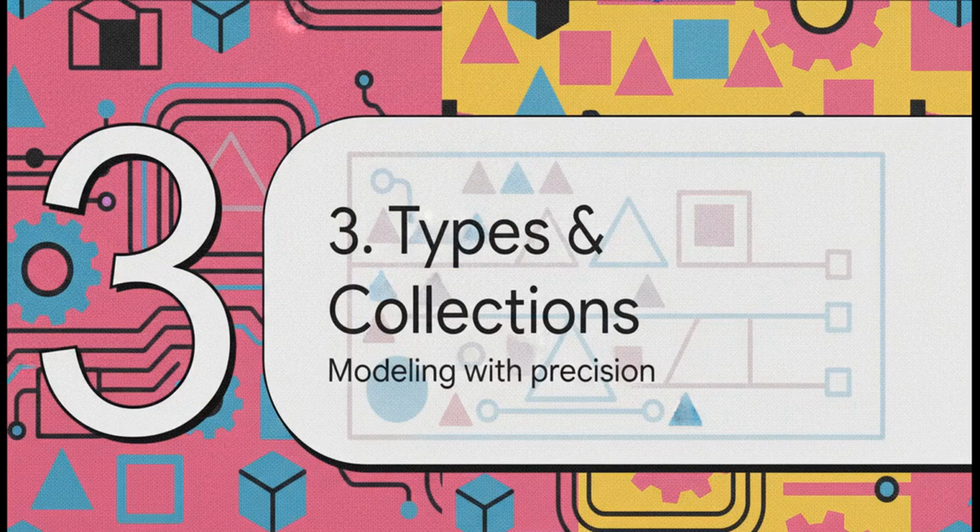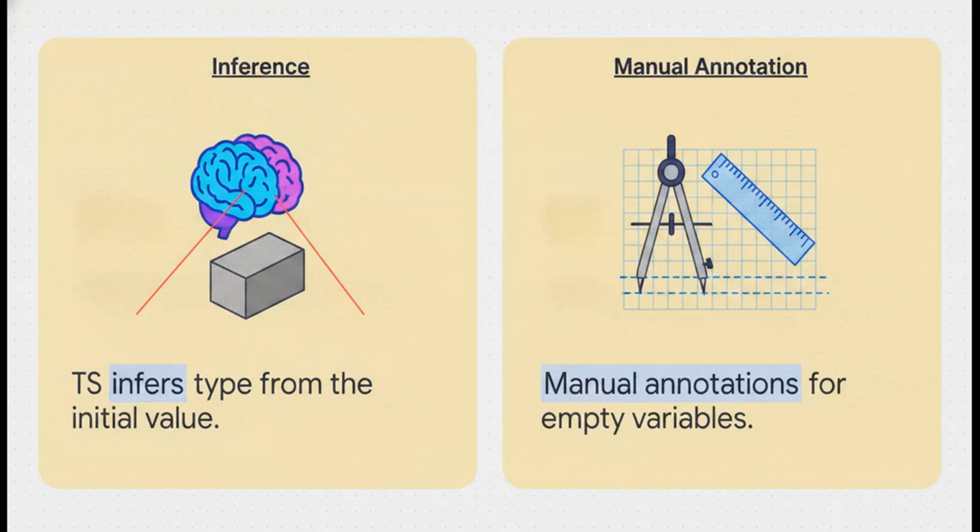Section 3, Basic Types and Collections, Modeling with Precision. So how do we actually build this safety net? Listen, a massive misconception is that you have to write out types for absolutely everything. You really don't. TypeScript's automatic inference is highly intelligent. If you assign the number 10 to a variable, it instantly knows, okay, that's a number. You really just want to save your manual annotations for when you declare a variable without an initial value or when you need to strictly enforce a function's contract. Seriously, let the inference do the heavy lifting for you.